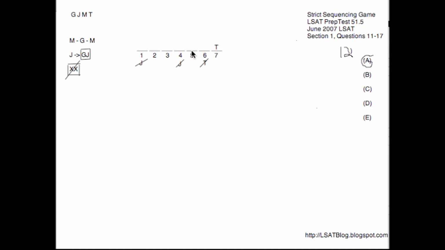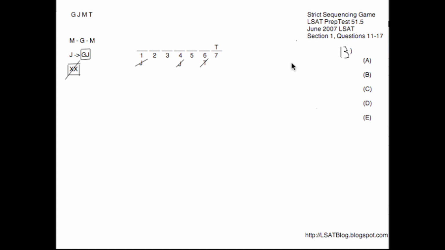M on 5, no particular reason to believe that couldn't happen. J on 6, that wouldn't violate anything. J on 3 seems fine. And G on 3 seems fine as well. None of those other choices stand out as being problematic in any way. So A is good. It's our answer for 12.